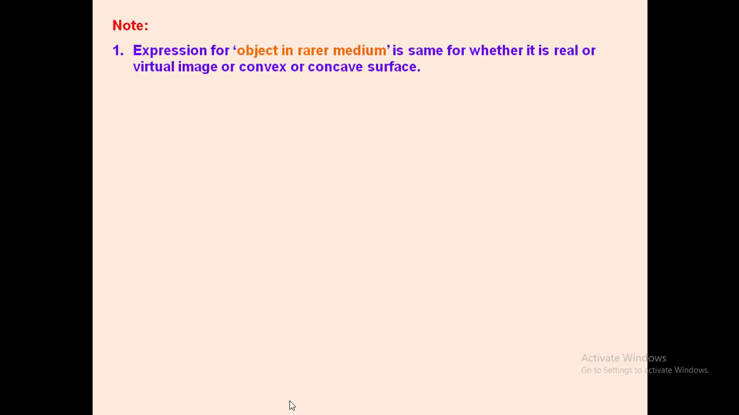Note: the expression for object in rarer medium is the same whether it is a real or virtual image, or convex or concave surface. Remember this. That is mu1 by minus u plus mu2 by v is equal to (mu2 minus mu1) by r. So this expression will remain the same whether it is a real or virtual image if the object is present in a rarer medium, whether it is a convex surface or concave surface. If the object is present in the rarer medium, whether real or virtual, whether convex or concave, this is the condition you are going to obtain.